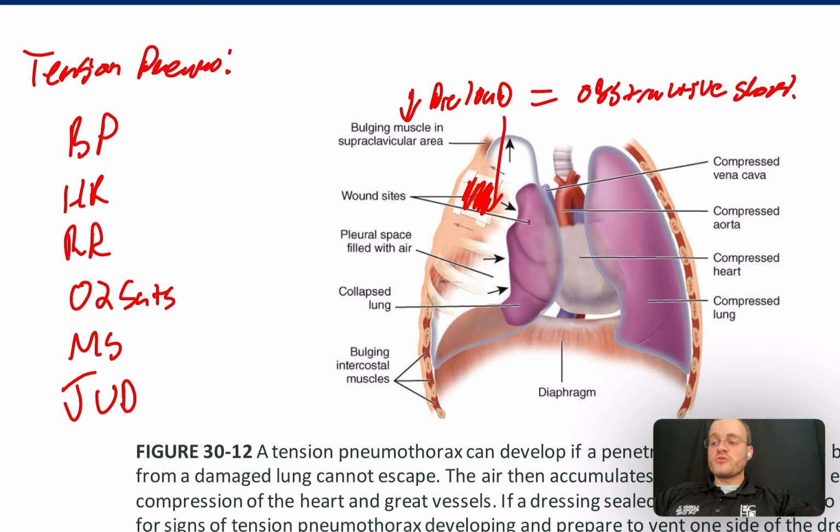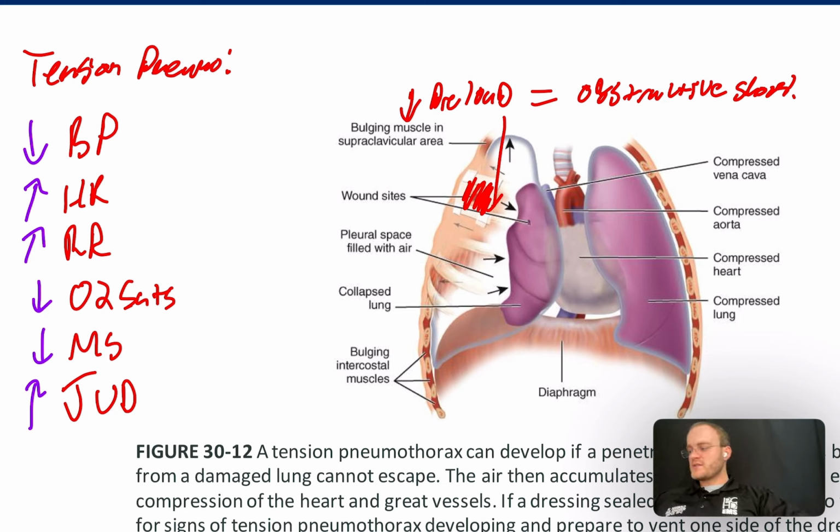In a tension pneumothorax, remember, the patient will be going into obstructive shock. What's going to happen with these? The blood pressure, a late finding, is going to decrease. The heart rate will increase. The respiratory rate will increase. The O2 sats will decrease. The mental status will get worse. JVD will increase in a tension pneumothorax. What is JVD? Remember, the jugular veins become distended.